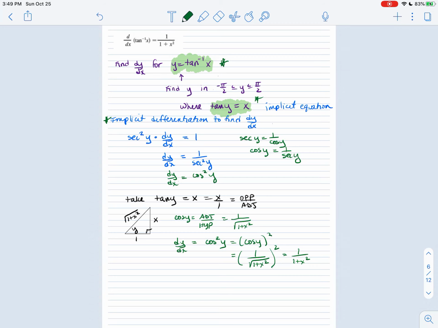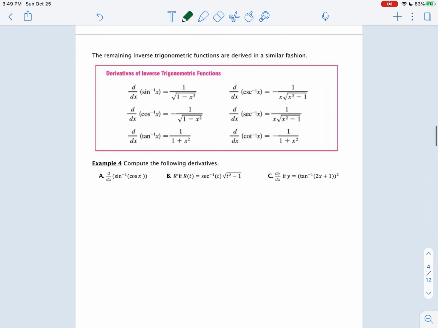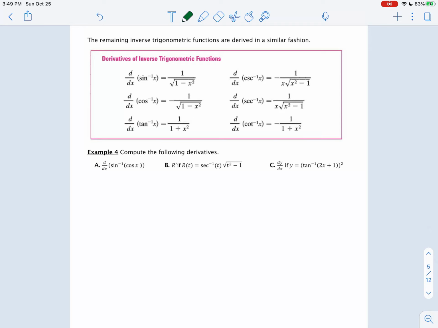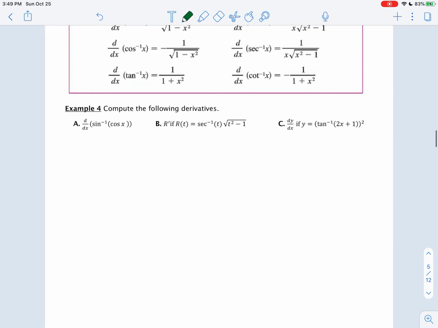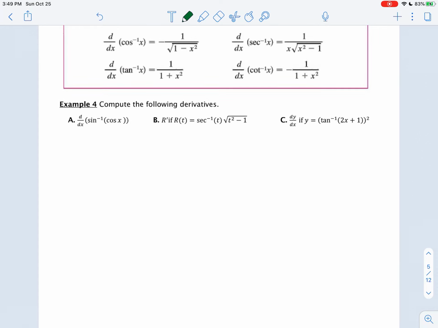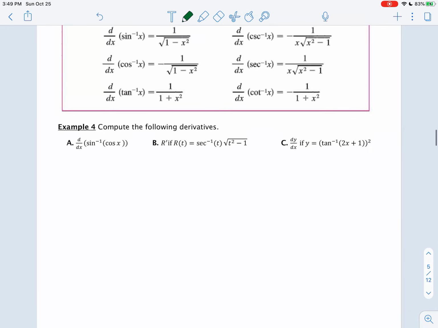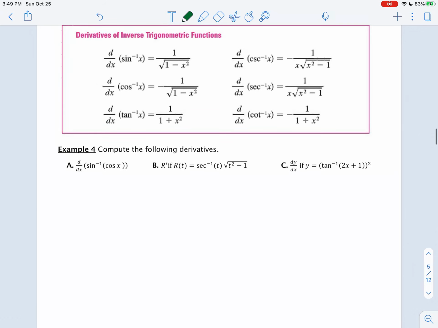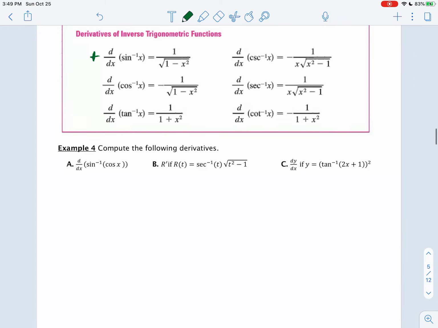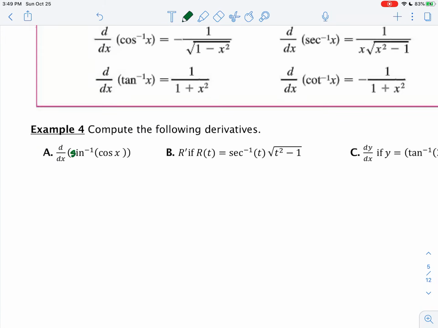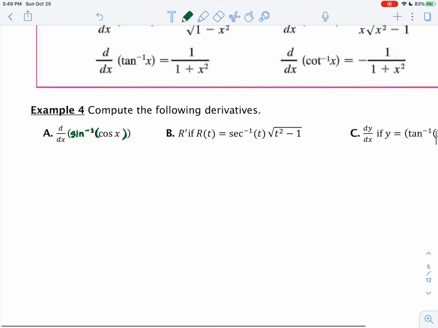So I want to go over some examples of the chain rule and how we employ the inverse function derivatives using the chain rule. So here are some examples, and we can do letter A. It says find the derivative with respect to x of inverse sine of cosine of x. So we're going to be using this derivative, and remember our outside function is going to be inverse sine of.